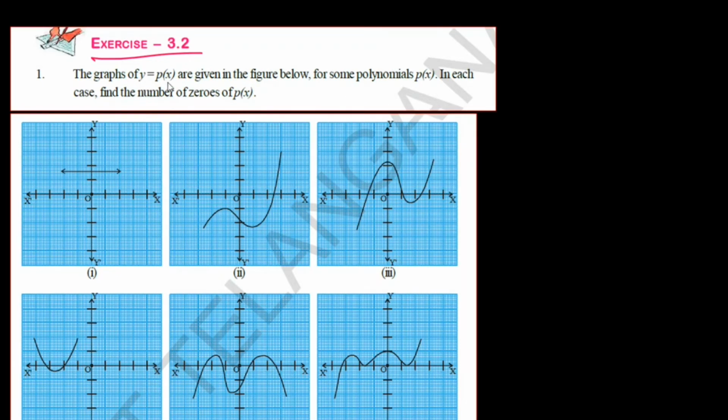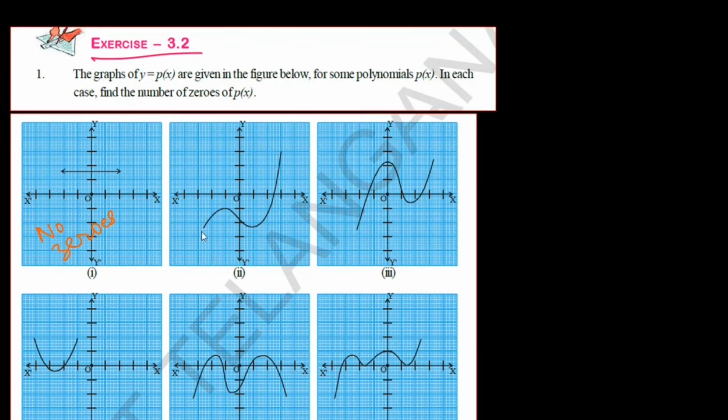Here the graph y is equal to p of x is given. In each case, find the number of zeros of p of x. Just find the number of zeros. In first one, the curve or line is not intersecting x-axis. As the curve is not intersecting x-axis, it has no zeros. The polynomial has no zeros.